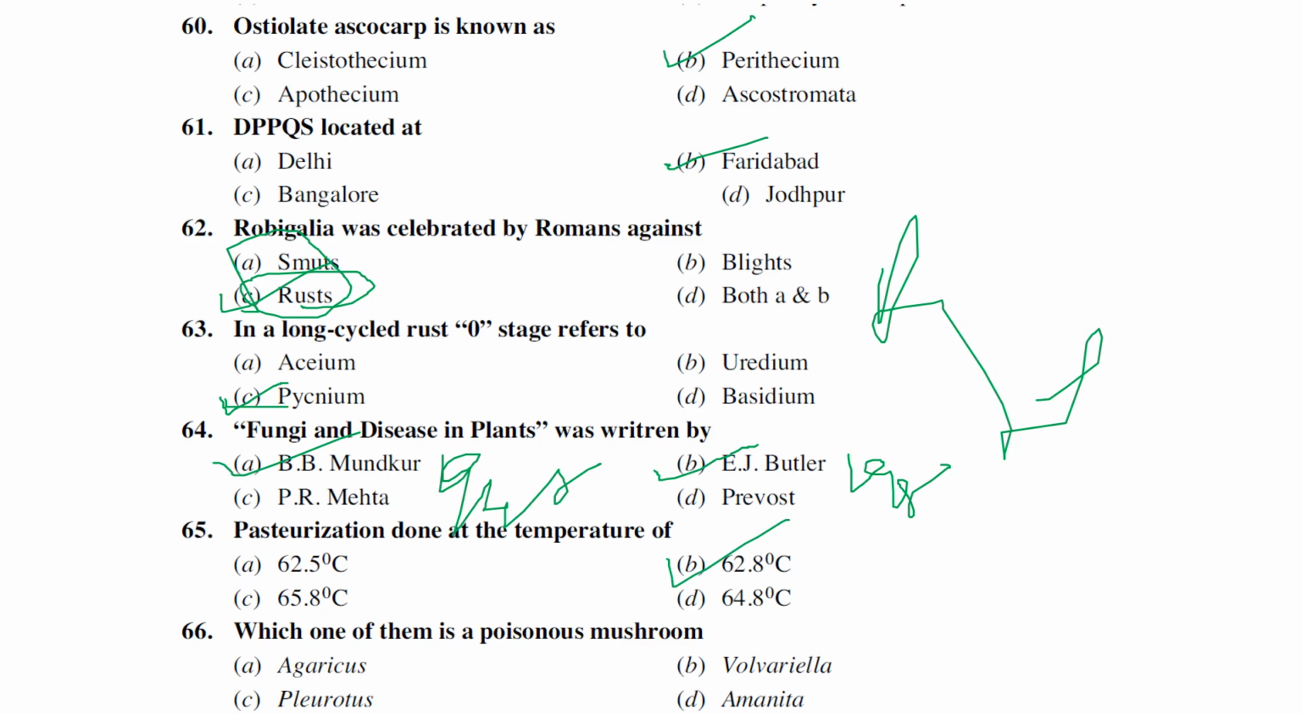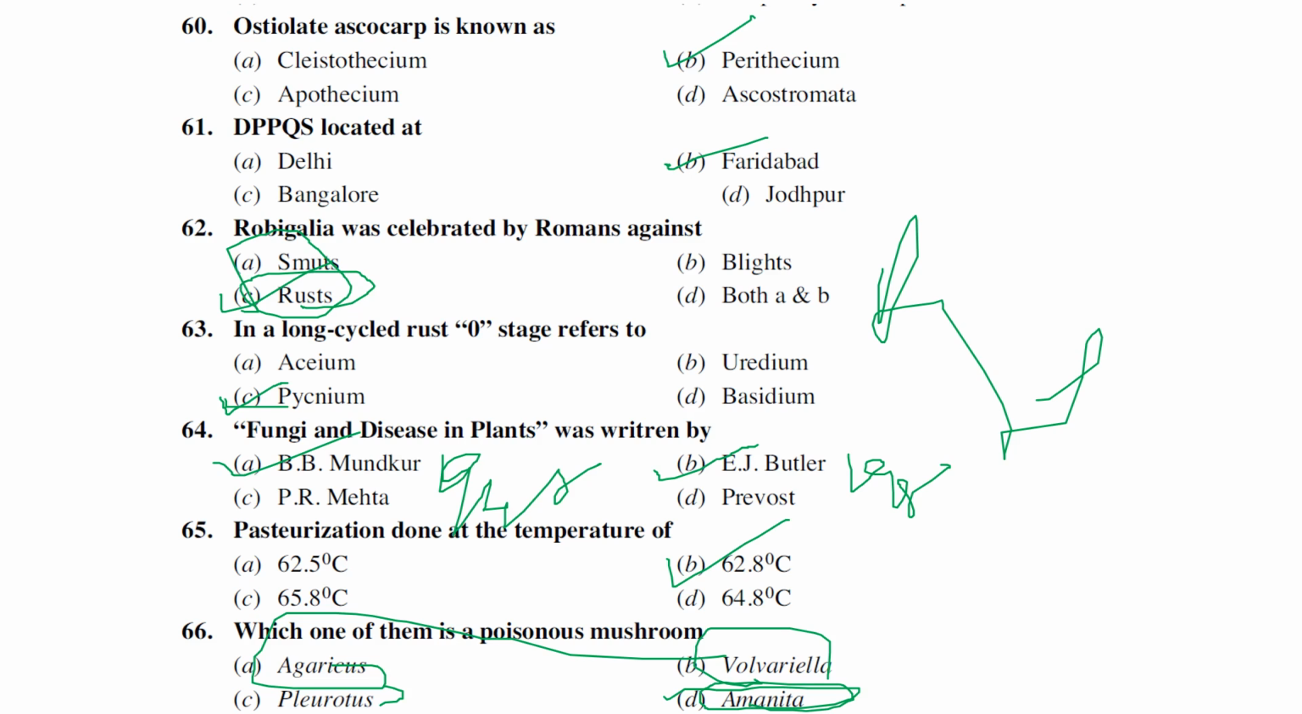Which of them are poisonous mushrooms? Agaricus, Volvariella, Pleurotus. So these are all edible mushrooms, right? Agaricus bisporus, Volvariella volvacea, Pleurotus sajor-caju. These are all edible mushrooms. So the Amanita is the only mushroom here that is poisonous.